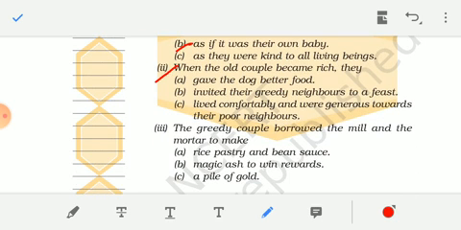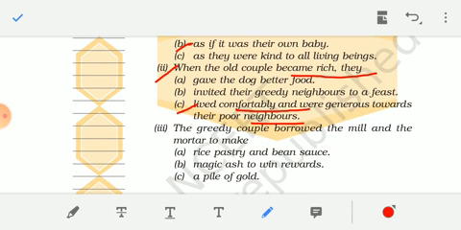Now see the next one. When the old couple became rich, what did they do? Okay, the answer is number C. When the old couple became rich, they lived comfortably and were generous towards their poor neighbors.